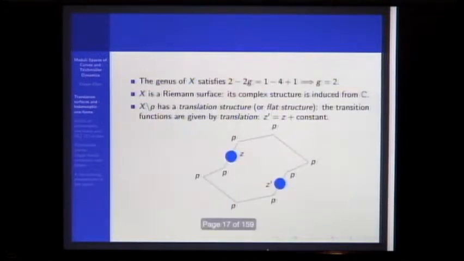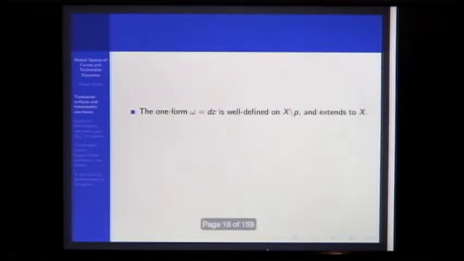And in this case, although this coordinate z is not globally defined because they differ by a constant, if you take the derivative, the constant goes away. So the differential dz is well defined, at least away from P. But you can easily extend it as a globally defined one form on the entire Riemann surface X. That is the one form omega. And apparently, omega is nowhere zero away from P.